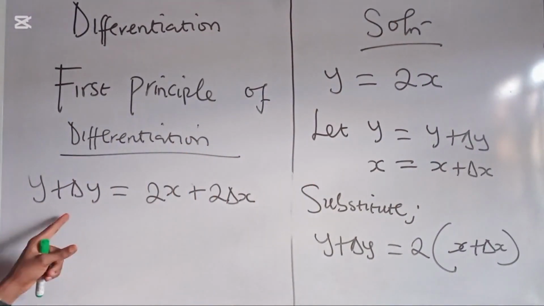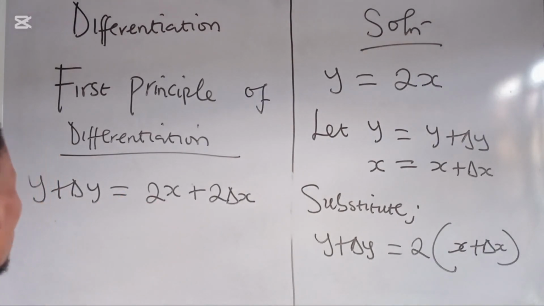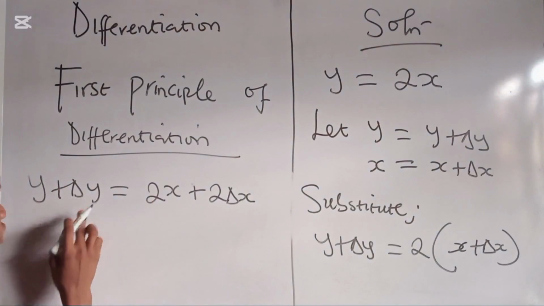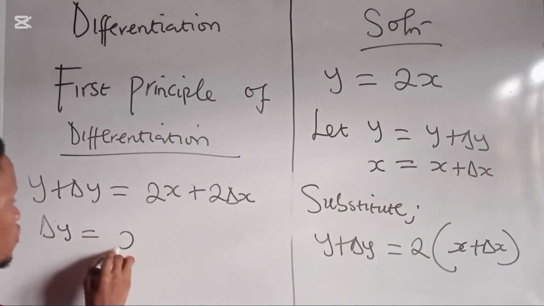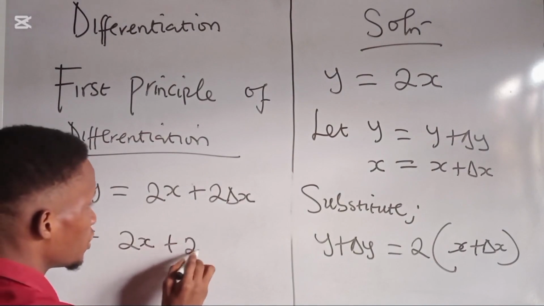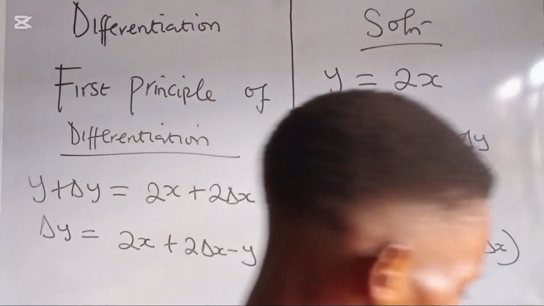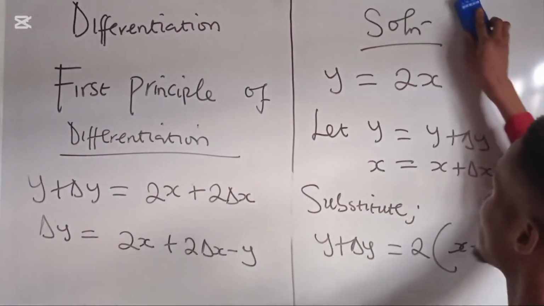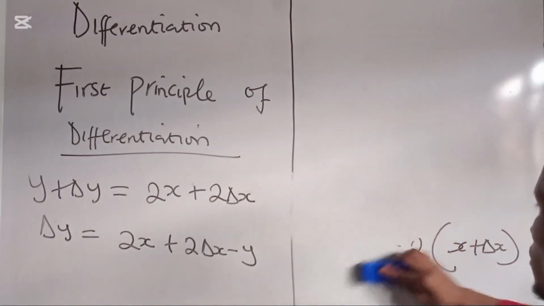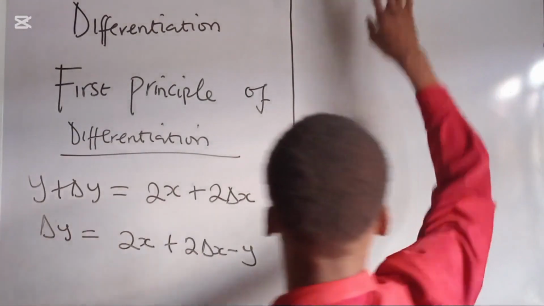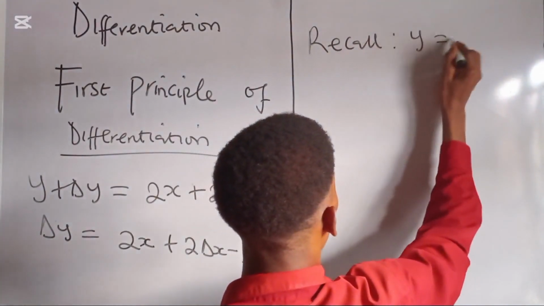Now, looking at this now, you have arrived at this particular point. So what do we do? Make change in y the subject of the formula. Taking y to the other side, you have change in y equals 2x plus 2 change in x minus y. So when you reach this point, there's something you need to do for me. You should recall that y equals 2x because that is what was given as the equation.